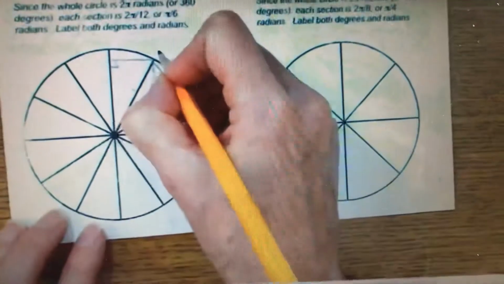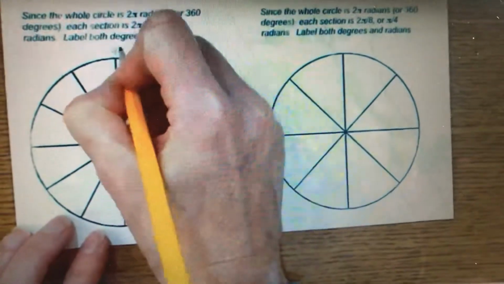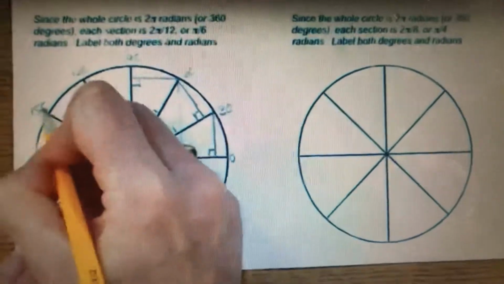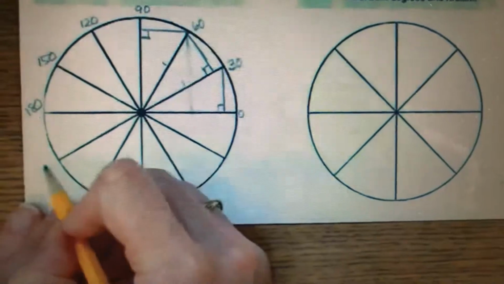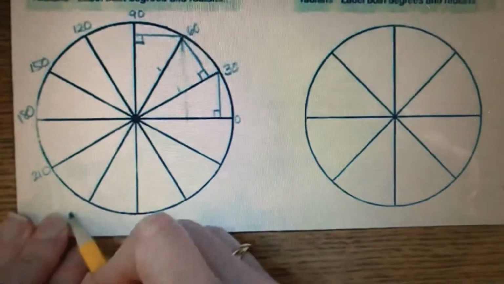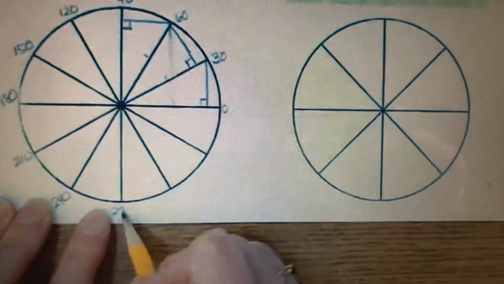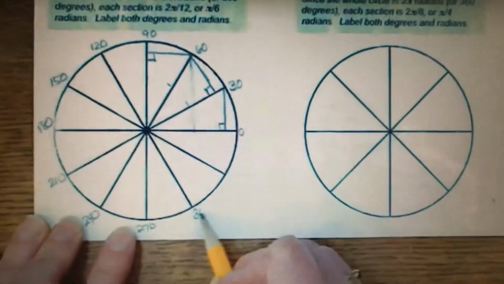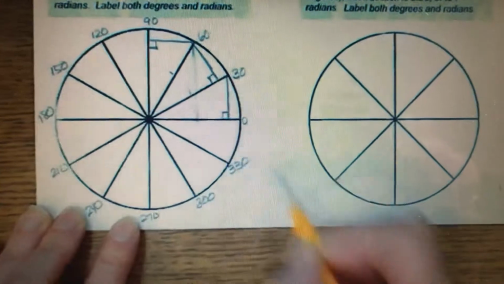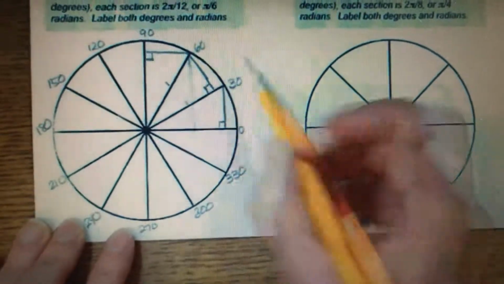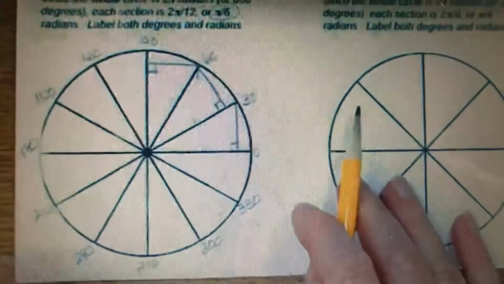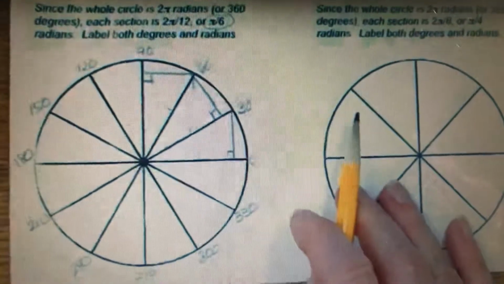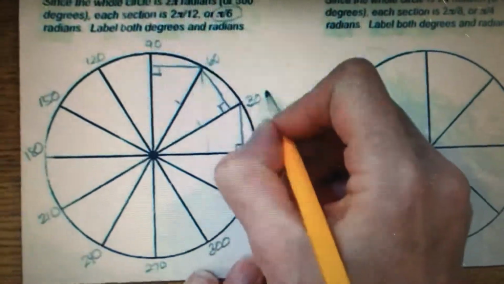Here I'm labeling 30, 60, 90. You just keep adding 30 every time. Make sure you end up with 360 at the end, and that your degrees match mine. You can also think of those as pi over 6. So now I'm going to go around and label them as pi over 6, each of them. I'm going up by pi over 6 each time.